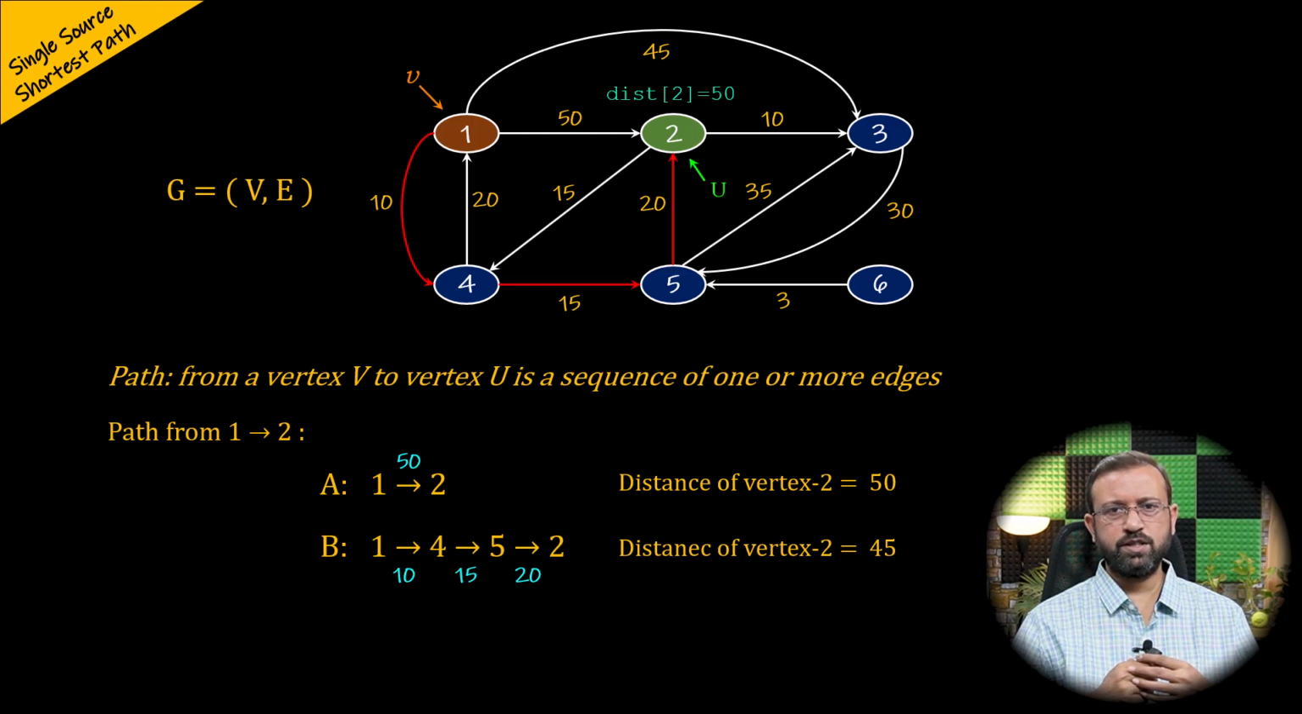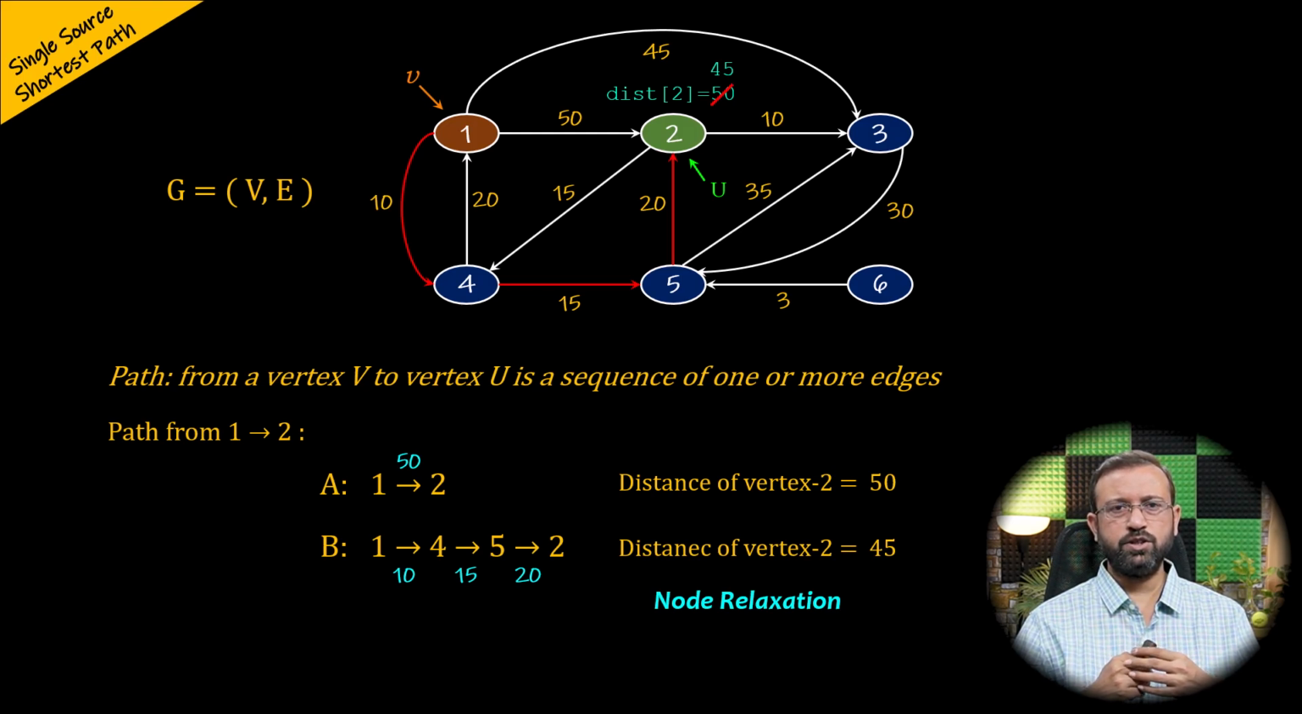Therefore, the shortest distance from vertex 1 to vertex 2 is a path from vertex 1 to vertex 4, then from vertex 4 to vertex 5, and from vertex 5 to vertex 2, which is 45. So, we update the distance of vertex 2 from the source vertex 1 to 45. This updation is known as node relaxation.